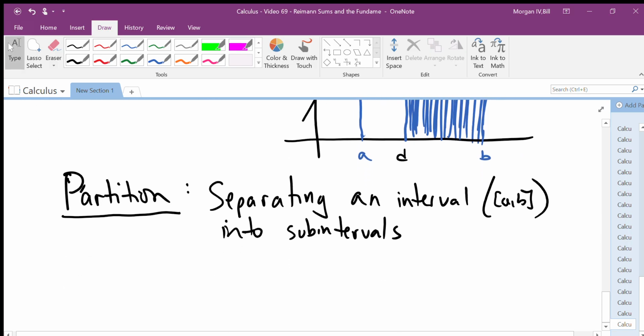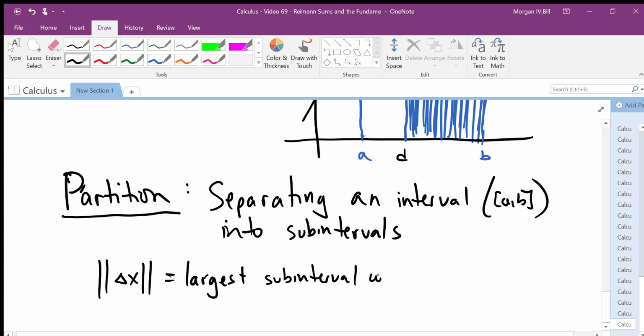So in a partition like this, we are going to denote double bar delta x. So this is one of the partitions, and let's call this the largest subinterval width. All right, we're going to say this is the largest subinterval width.